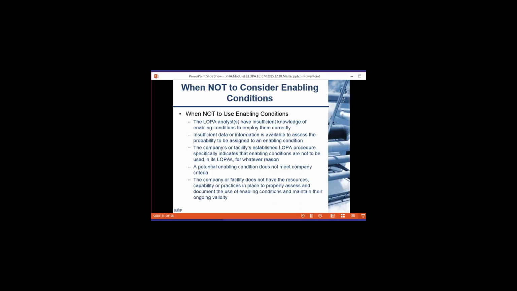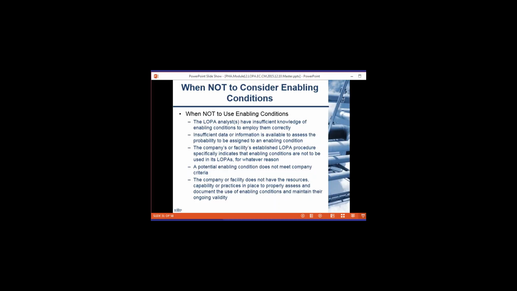My take home from both these points: if you want to use enabling conditions, if you want to temper these frequencies that are provided statistically or by the facility management, you need to have a reason. You need to have expertise in the room. You need to have people who know exactly what is going on in the field, exactly what is going on with the chemical, exactly what is going on if there is a release event.